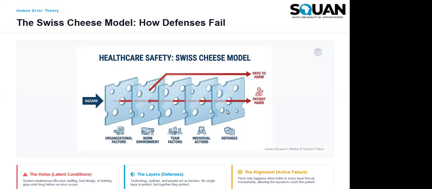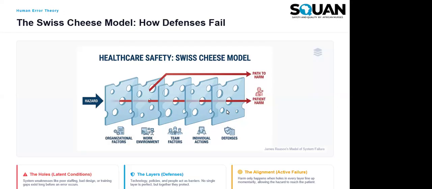So the Swiss cheese model talks about how our defenses fail. It looks at two major areas: we have latent conditions that lead to errors, and we also have the layers, the actual defenses that prevent these errors from happening. The slices you can see on the screen represent the defenses that we should have in our system, while the holes represent those latent conditions that can allow the error to happen.